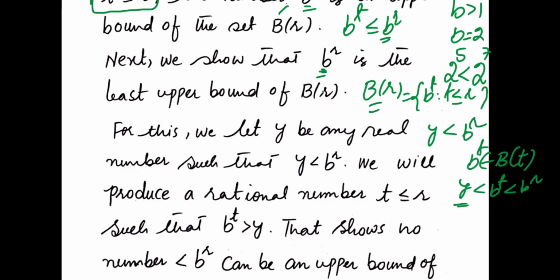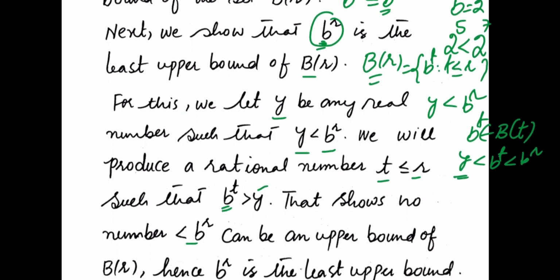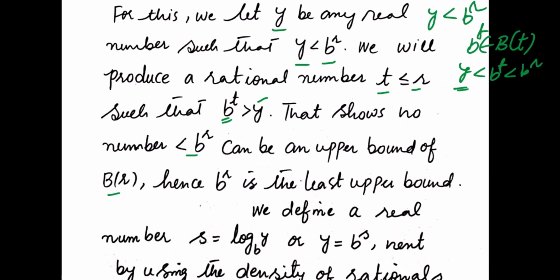To show that b raised to power r is the least upper bound of this set, let y be any real number such that y is smaller than b raised to power r. We will produce a rational number t less than or equal to r such that b raised to power t is greater than y. That shows no number less than b^r can be an upper bound of this set, hence b^r is the least upper bound. In other words, there exists no real number between these two numbers, hence y cannot be an upper bound of this set. It shows directly b raised to power r is the least upper bound.